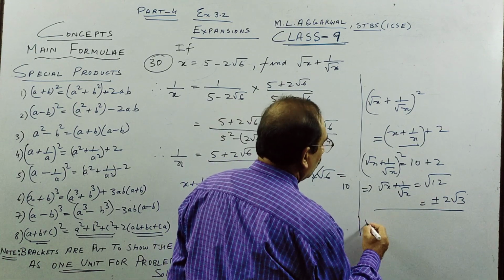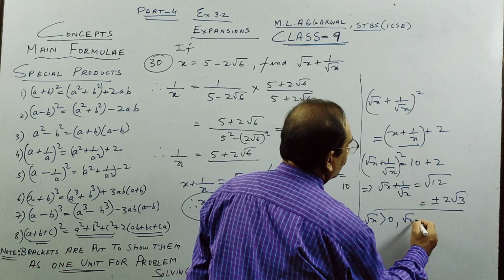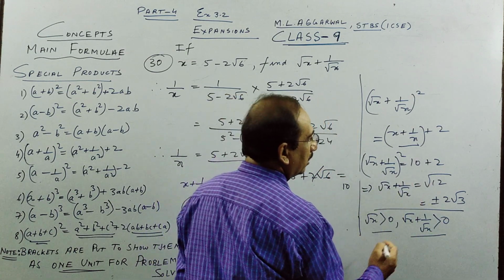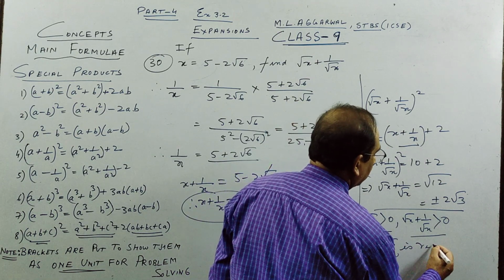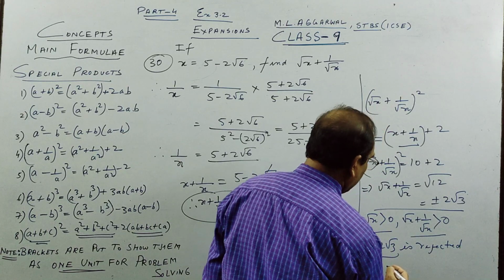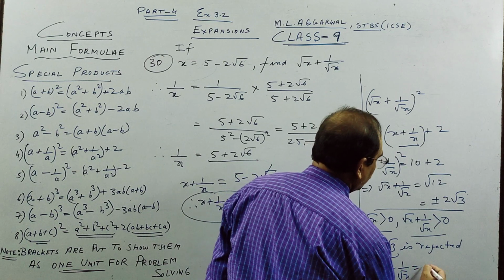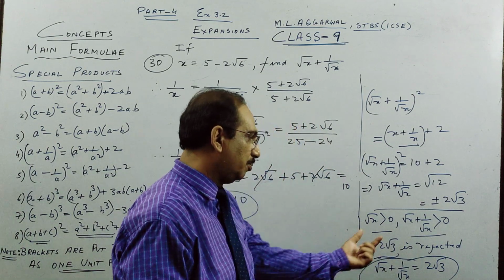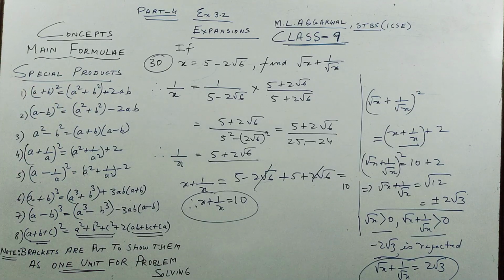Why? See here. Root x is greater than 0. Therefore, root x plus 1 by root x should be greater than 0. So this full thing should be greater than 0. Therefore, minus 2 root 3 is rejected. So finally our answer is root x plus 1 by root x. We take the positive value 2 root 3; minus 2 root 3 is rejected because this should be greater than 0. So please pause the video and copy, and then we now move on to the next question.